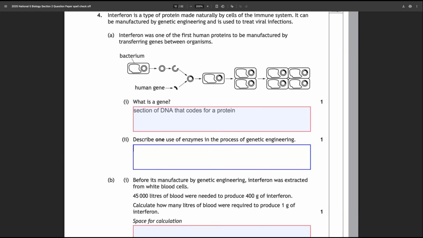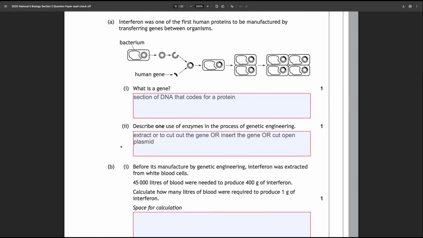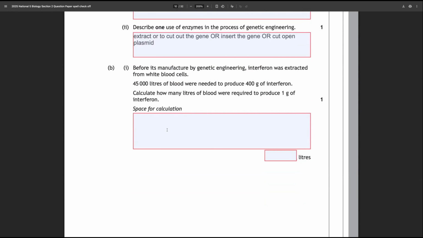Part 2, describe one of the uses of enzymes in the process of genetic engineering. So enzymes can be used to either extract or, you could say, cut out the gene, or you could say it's used to insert the gene, okay? Or it's sometimes used to cut open the bacterial plasmid. And you don't need to know the technical ins and outs of that, but basically by using the same enzyme, you're more likely to be able to stick the gene into the plasmid. It will have complementary bases there, but you don't need to know all that at National 5. Okay, so that's one of the uses of enzymes, anything from that list there.